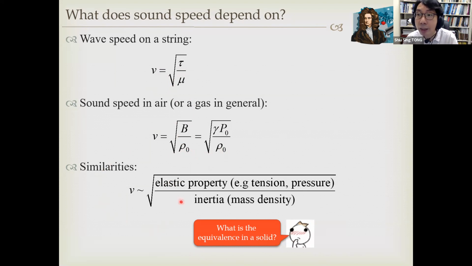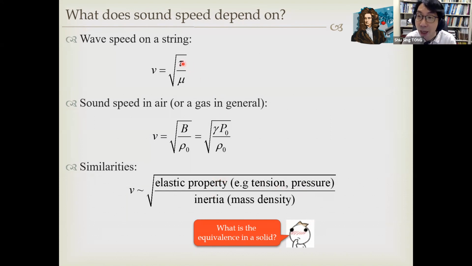And in fact, for all kinds of mechanical waves, you have this property: the wave speed is essentially the square root of the elastic property divided by the mass density. The elastic property corresponds to, for example, the tension or the pressure, which characterizes what happens when the gas or the medium gets compressed or rarefied. This is the response when the medium is compressed or rarefied, and that's what we call the elastic property.